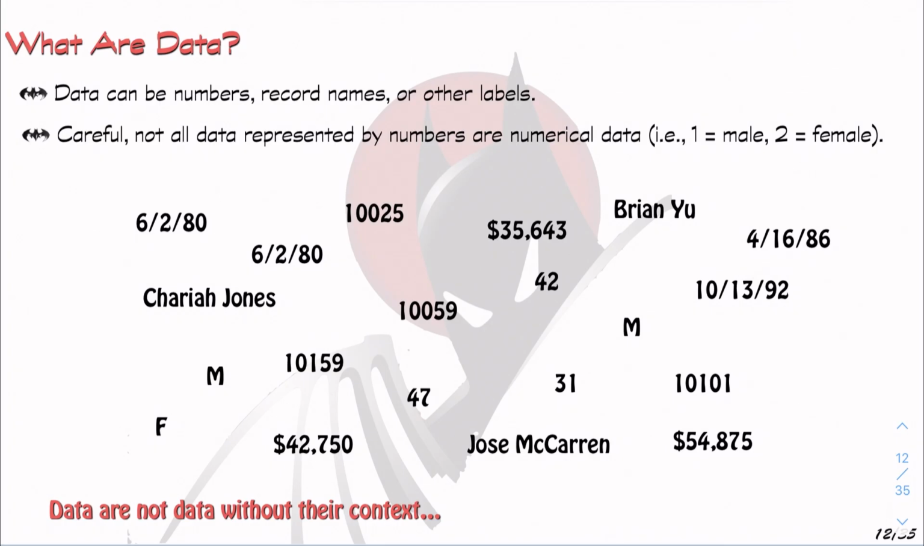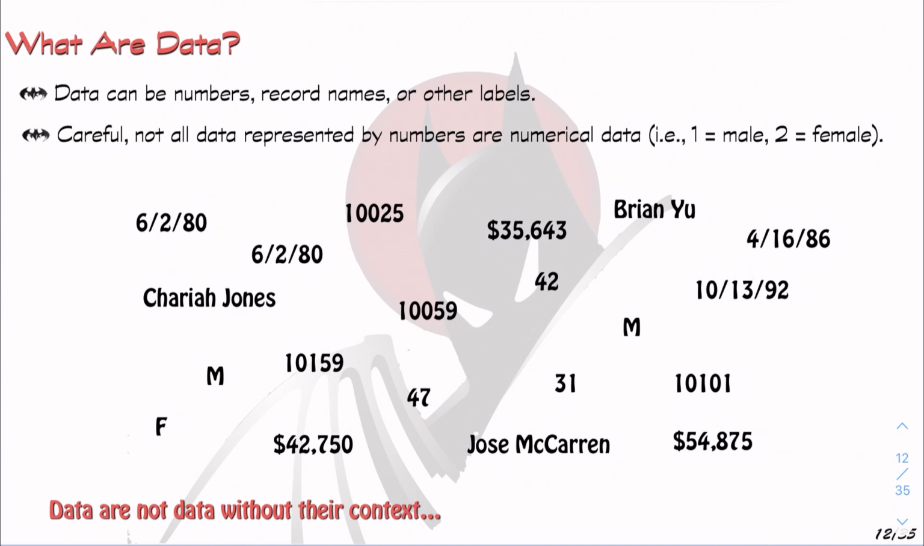So let's jump right into the crux of what chapter 2 is, and it is all about data. So the question most people are going to start off with is, what are data? Data can be numbers or record names or other labels, but you need to be careful. Not all data represented by numbers are numerical data. For example, if you had the number 1 to be male or the number 2 to be female, you would look at those numbers as categorizing things.